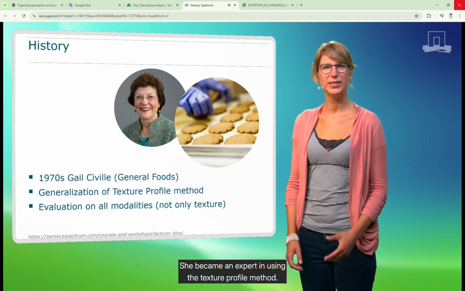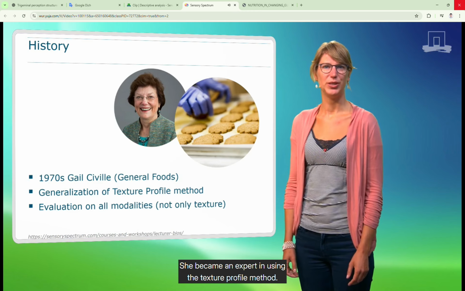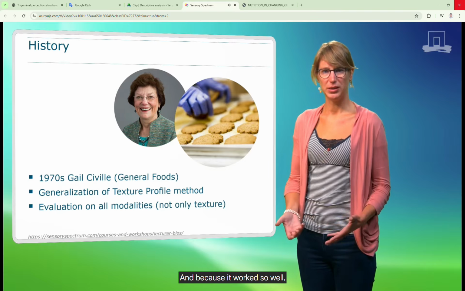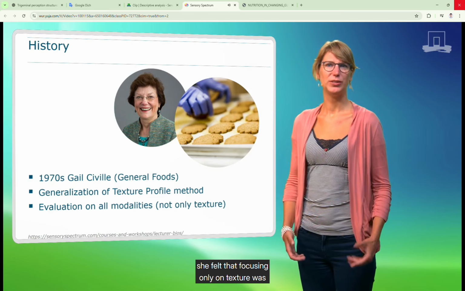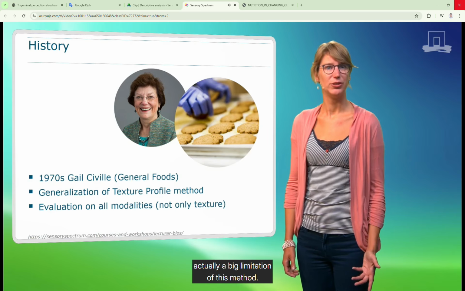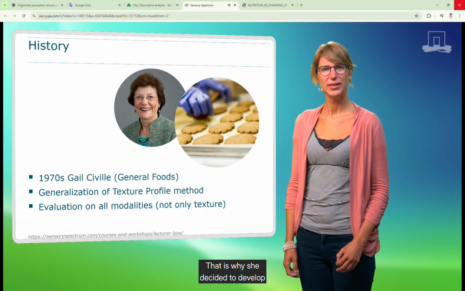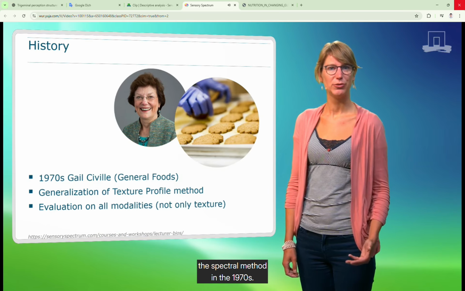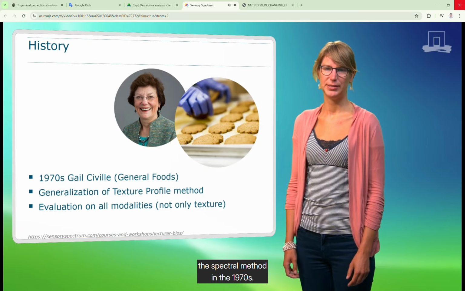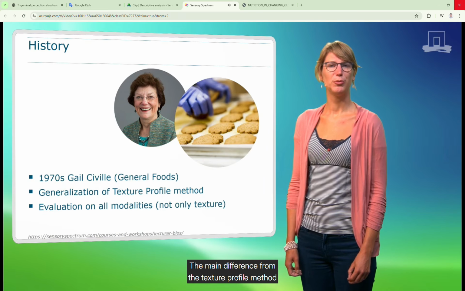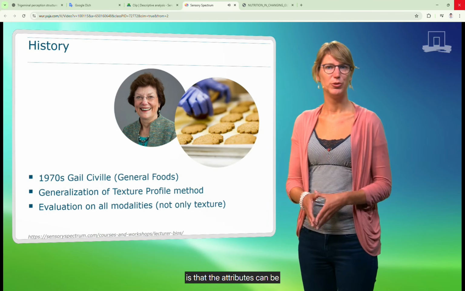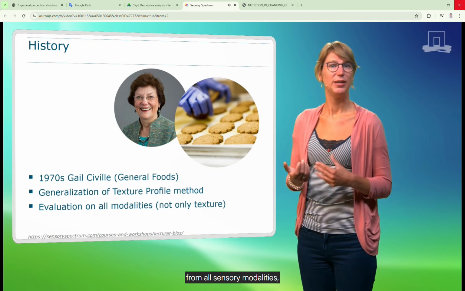She became an expert in using the texture profile method, and because it worked so well, she felt that focusing only on texture was actually a big limitation of this method. That is why she decided to develop the Spectra method in the 1970s. The main difference from the texture profile method is that the attributes can be from all sensory modalities, not only related to food texture.